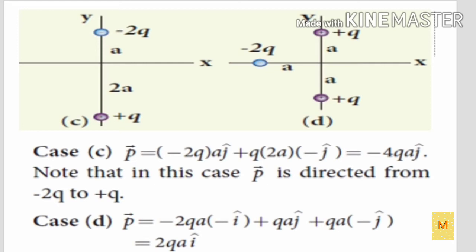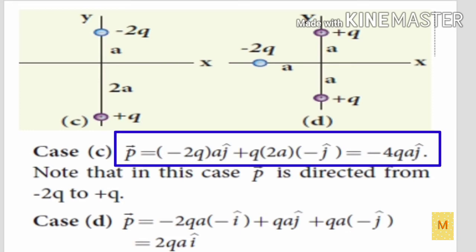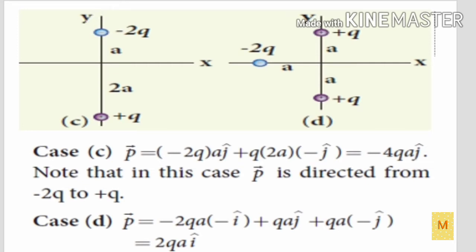That can be calculated as P vector is equal to minus 2q into a j cap plus q into 2a into minus j cap, which will become minus 4qa into j cap. In this case, the electric dipole moment is directed from the charge minus 2q to the charge plus q.